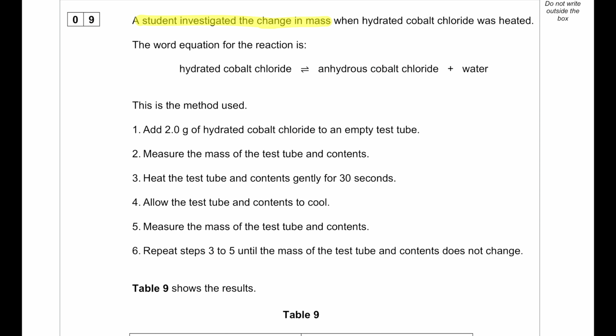A student investigated the change in mass when hydrated cobalt chloride was heated. Hydrated cobalt chloride produces anhydrous cobalt chloride and gives off water. 2 grams of hydrated cobalt chloride was put into an empty test tube. Measure the mass of the test tube and contents. Heat the test tube and contents gently for 30 seconds. Allow the test tube and contents to cool. Measure the mass of the test tube and contents. Repeat steps 3 to 5 until the mass of the test tube and contents does not change anymore.